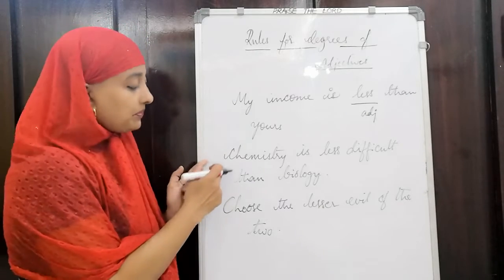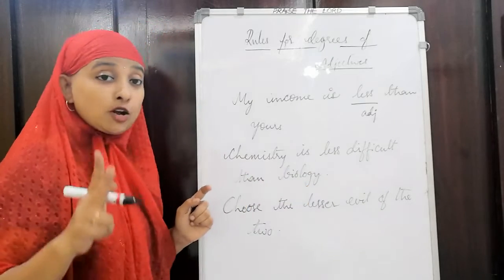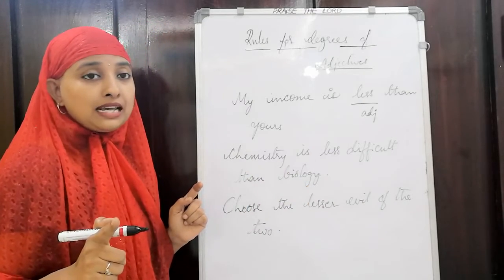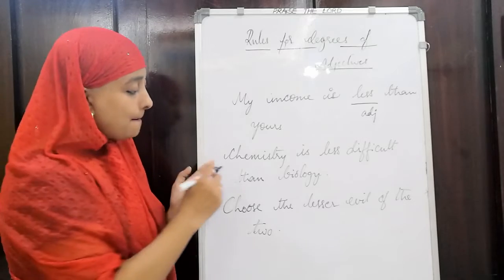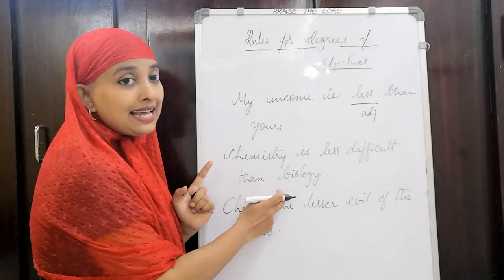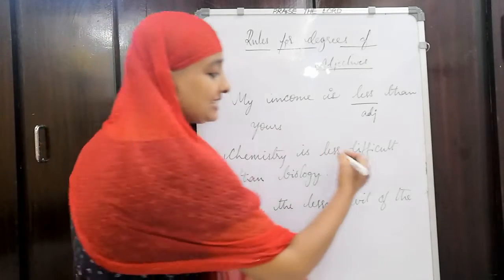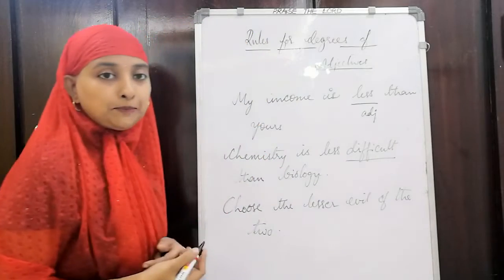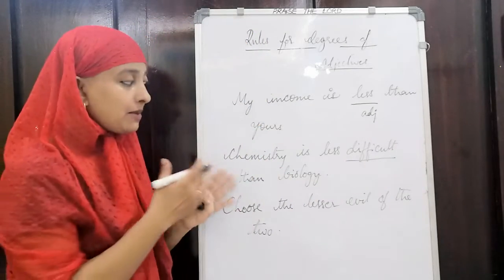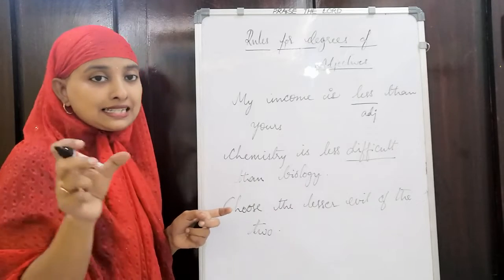Come to this: chemistry is less difficult than biology. Here also it is a comparison. But what is being compared? Chemistry and biology are being compared. And with what word? What is the exact adjective here? The adjective is difficult. Chemistry is difficult than biology. That is the adjective. Difficult is the adjective.